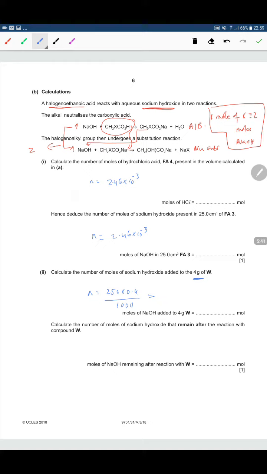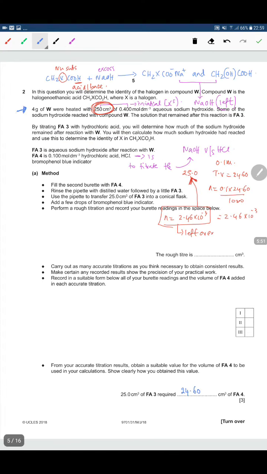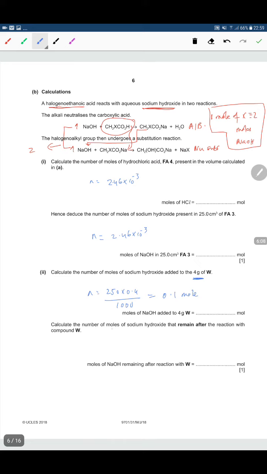250 times 0.4 divided by 1,000. So that will be 0.1 mole. So we go back, we added there the 0.1 mole of sodium hydroxide, and remember that was in excess. So out of them, some are going to react with the acid X, but how much? So calculate the number of moles of sodium hydroxide remaining after the reaction.